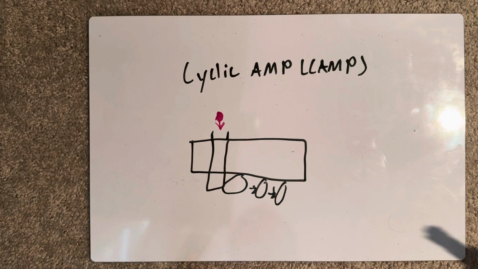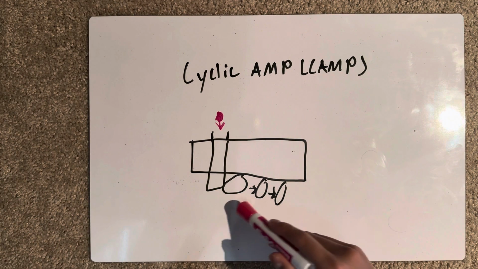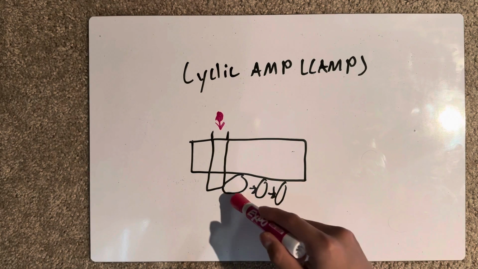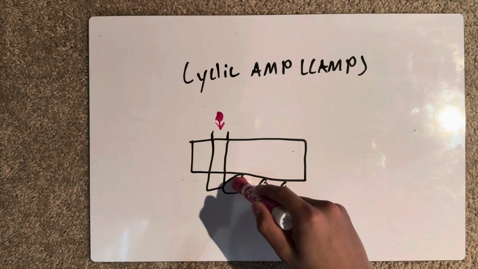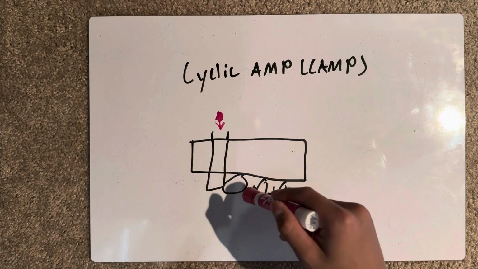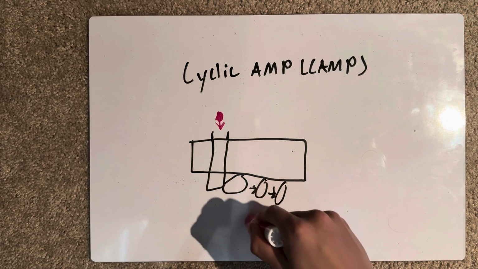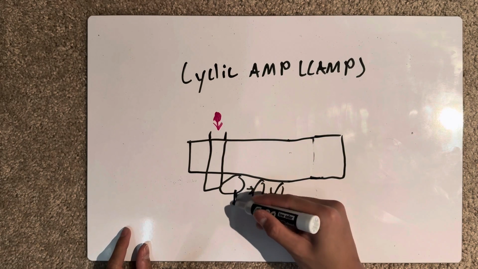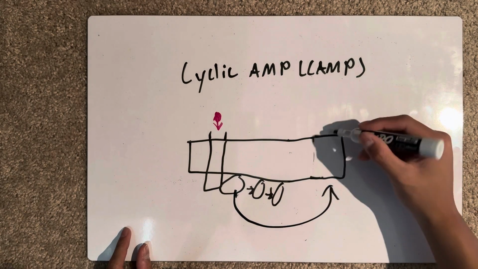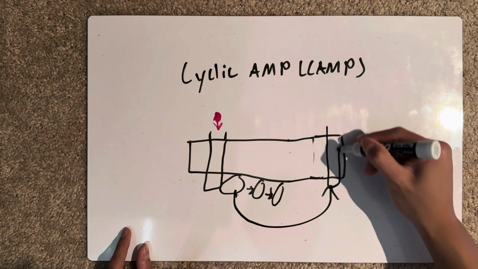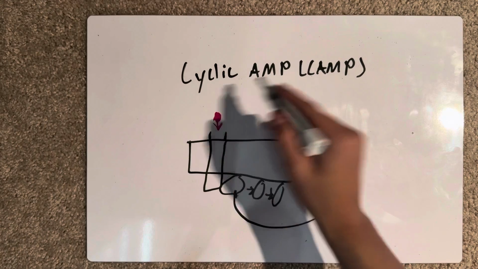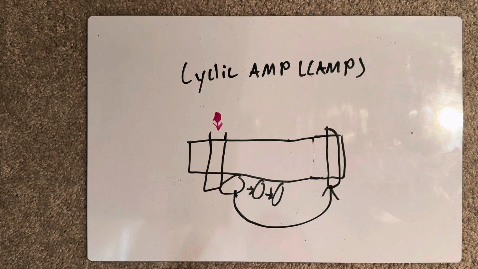And more specifically, this is called the alpha, and this is the beta, and this is the gamma. And whenever they dissociate, the alpha, it has GDP, and it exchanges it for GTP. This protein will then bind to something called adenylyl cyclase, and this basically makes the cAMP. Here's a better picture of cyclic AMP.